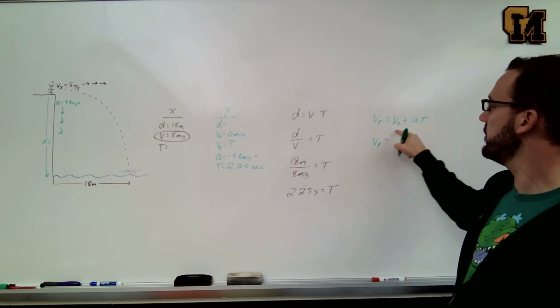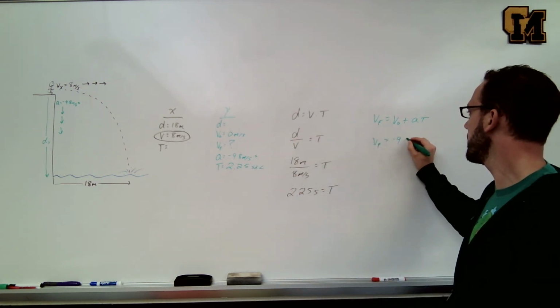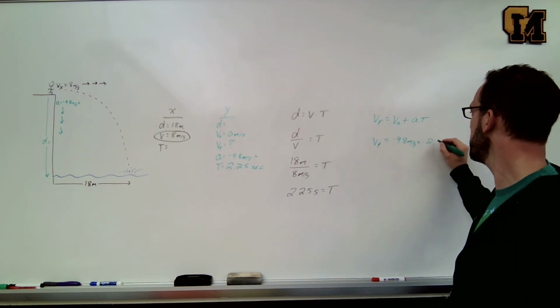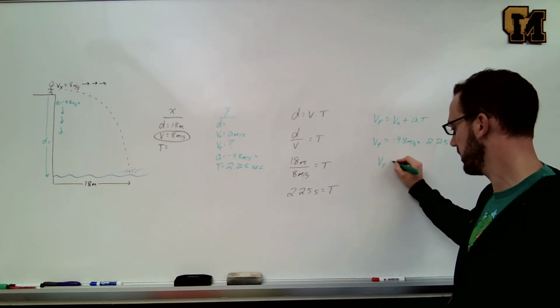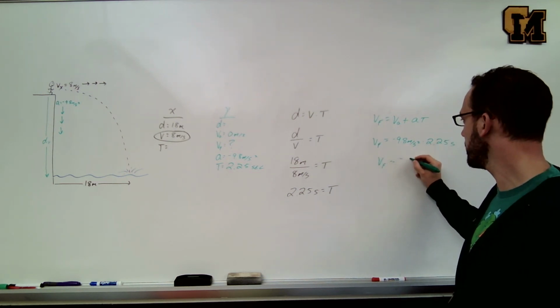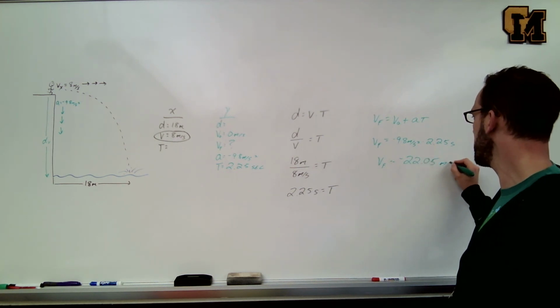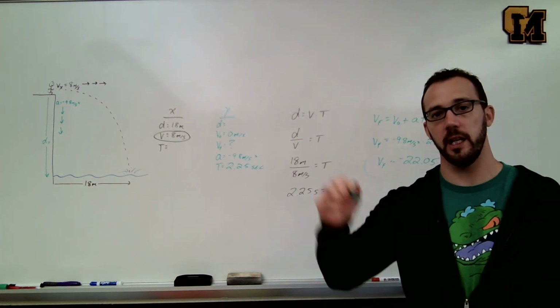VF equals, V naught is just 0, so I'm not going to write it, negative 9.8 meters per second squared multiplied by time, which is 2.25 seconds. And that's going to give me a negative 22.05 meters per second. It's negative because you are falling down.